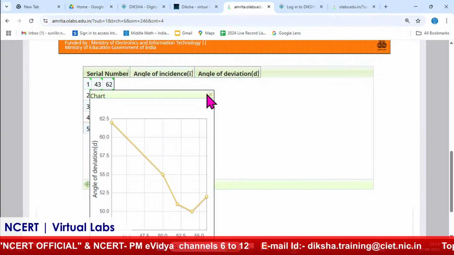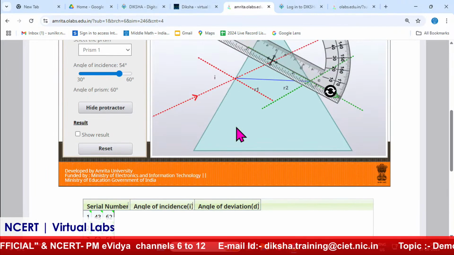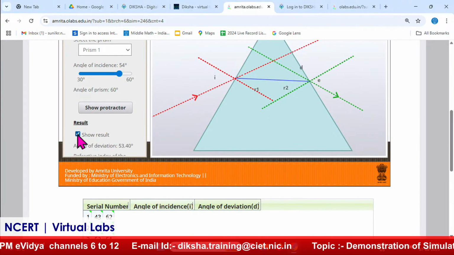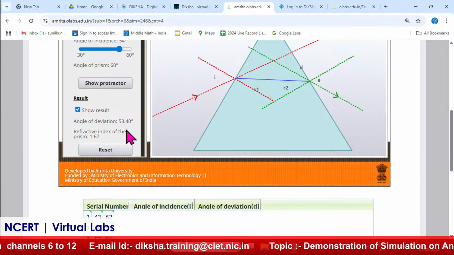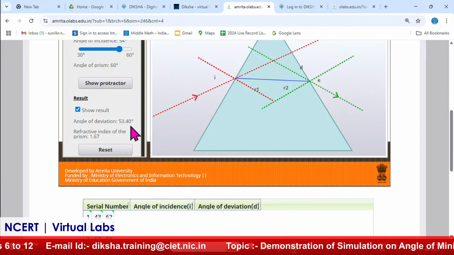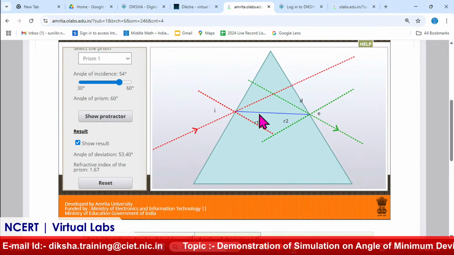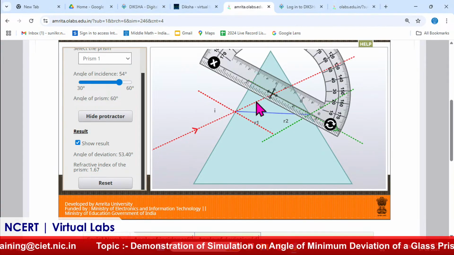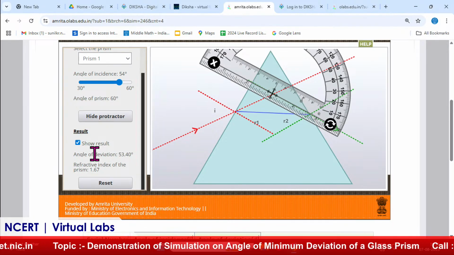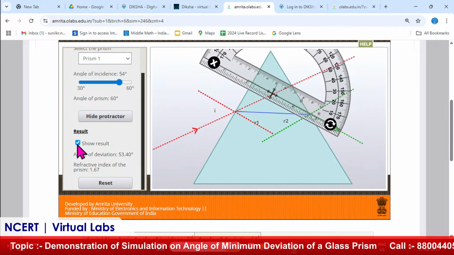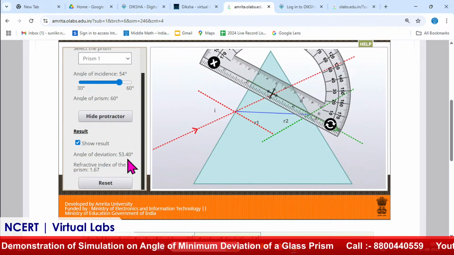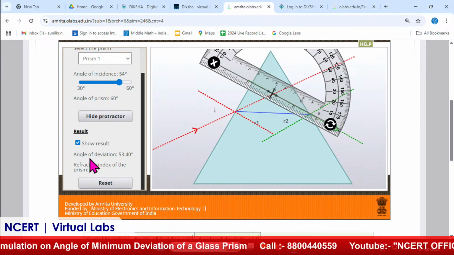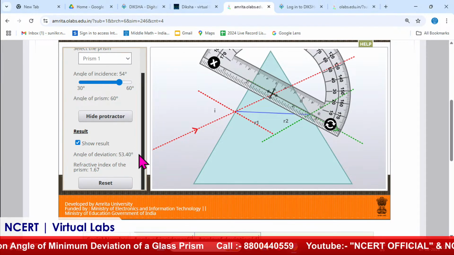Now, using this value, once this value is found out, you can see we can hide the protractor from here and show the result also here. So, the angle of deviation is this 53.40. If someone is uncomfortable using this protractor, or is unable to find its reading, they can obviously go to this result part, tick on it, and here the angle of deviation is automatically calculated for that particular angle of incidence. So, it is 53.40, right.